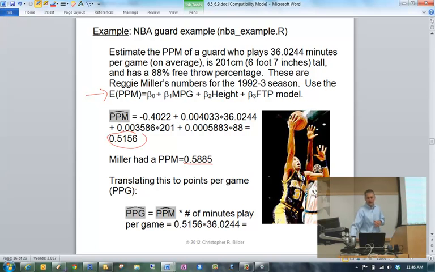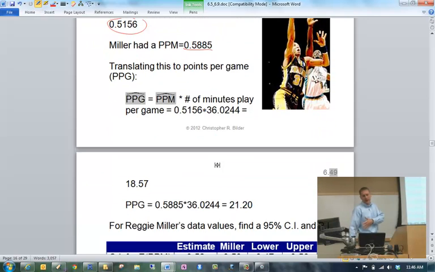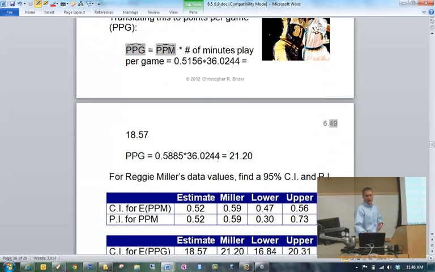We can translate this to points per game by taking PPM times the minutes per game he actually played. The estimated PPG, points per game, is 18.57. His actual was 21.2. So you can see that he's doing higher than what would be predicted from the model.